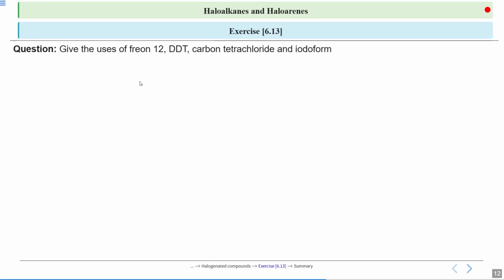Okay, let's solve exercise 6.13. The question is: give the uses of Freon 12, DDT, carbon tetrachloride and iodoform. So we are asked about the uses of four different molecules: Freon 12, DDT, carbon tetrachloride and iodoform. You have been given some time, try to analyze this question, and then we will see the correct answer.